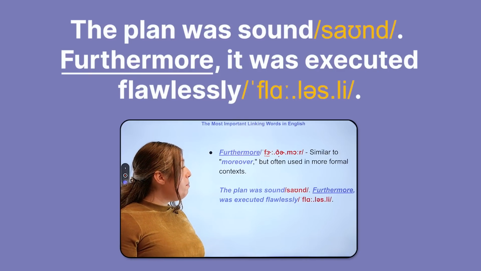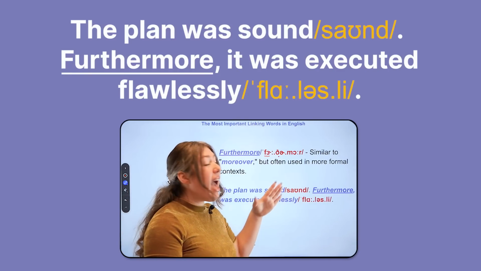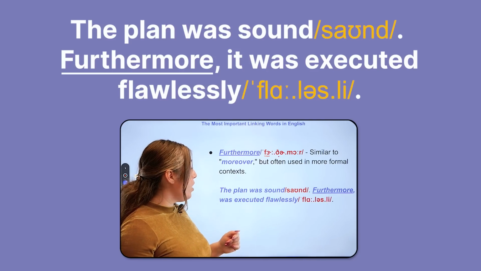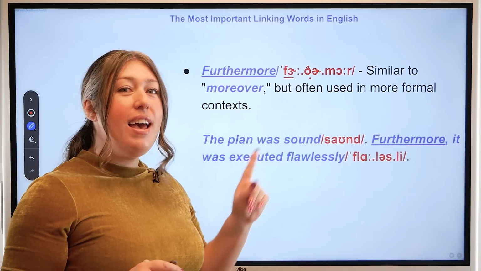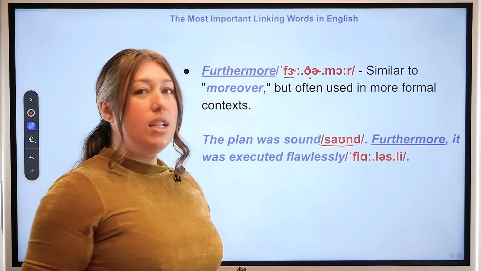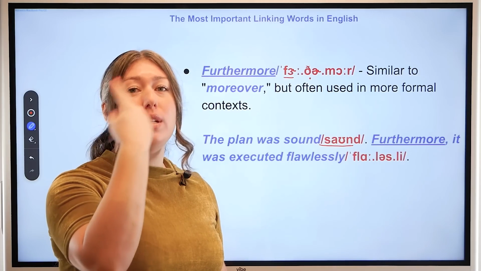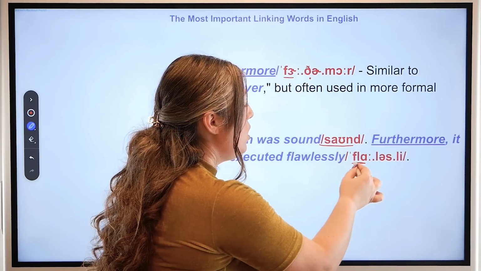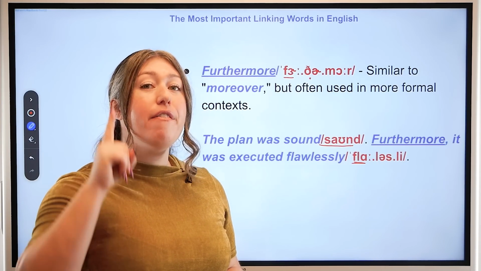For example, the plan was sound. Furthermore, adding on extra information, emphasizing the next bit, sounds fancier than moreover. Furthermore, it was executed flawlessly. Flawlessly means perfectly. Now let's take a look at pronunciation. We've got sound, not sooned, sound. Make a round shape with your lips, sound. And flawlessly, we stress the first syllable, flawlessly.